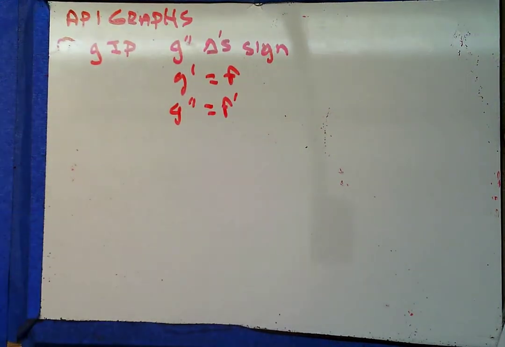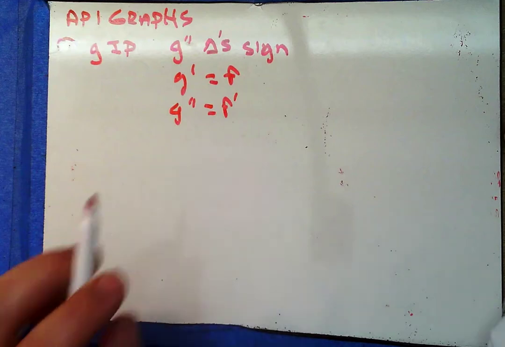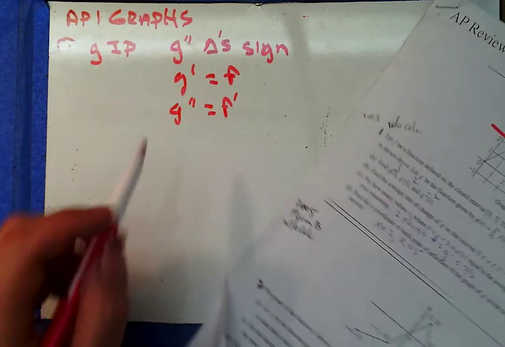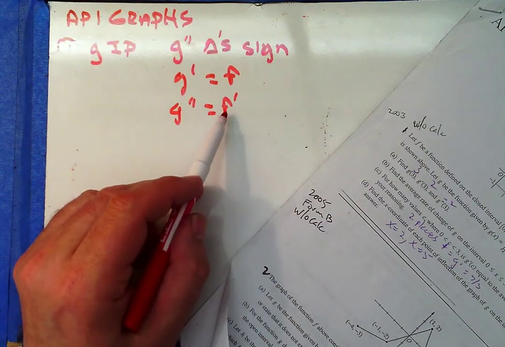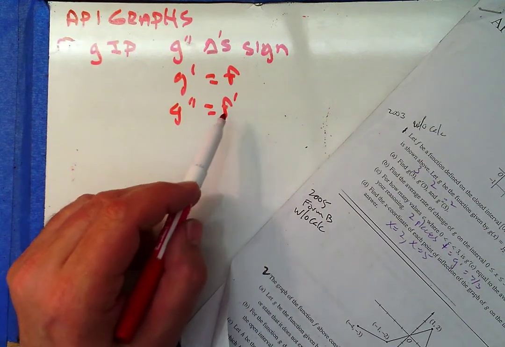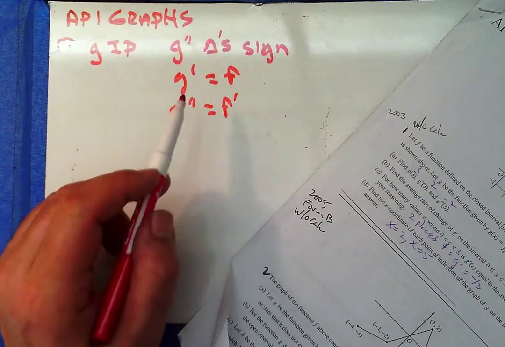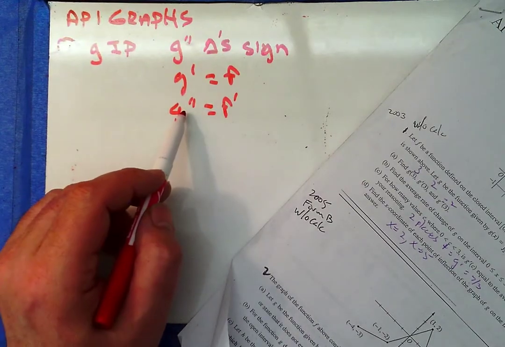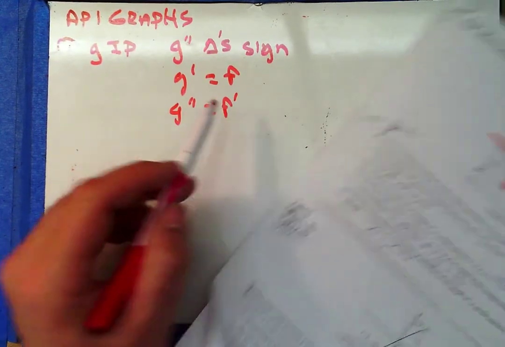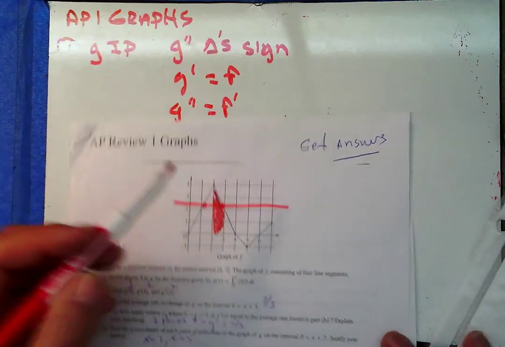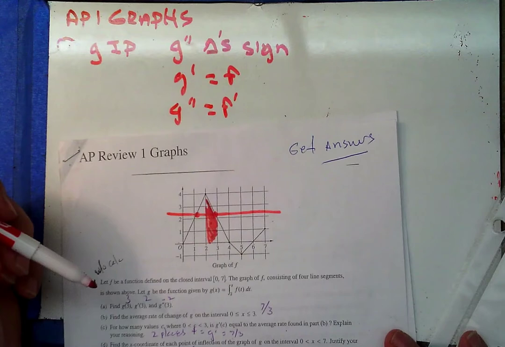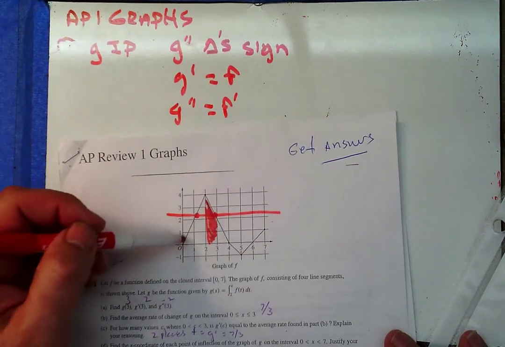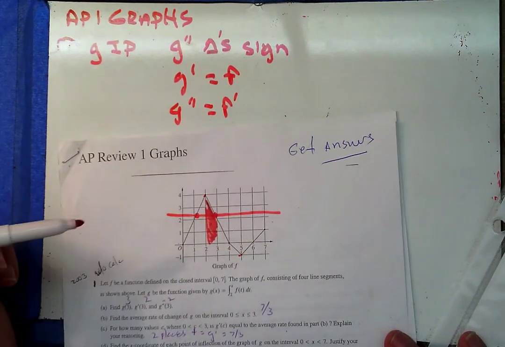Well, I know that I want a change in sign in f prime. Oh no, I want a change in sign in the slopes of f. So the slopes of f are positive, the slopes of f are negative, the slopes of f are positive. So I see the change in sign here at 2 and at 5.